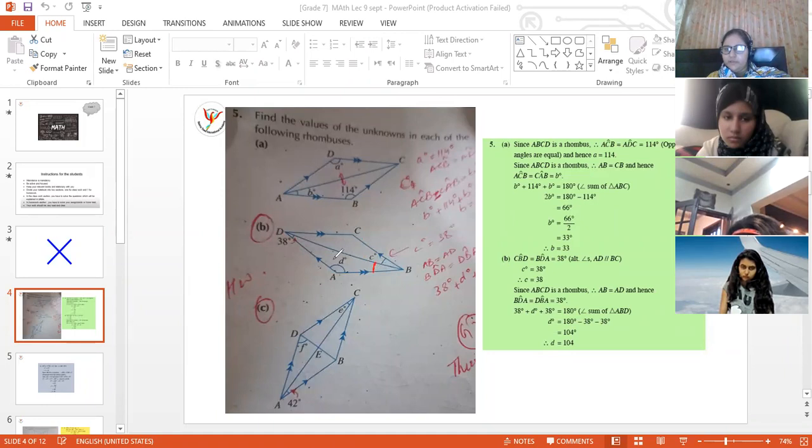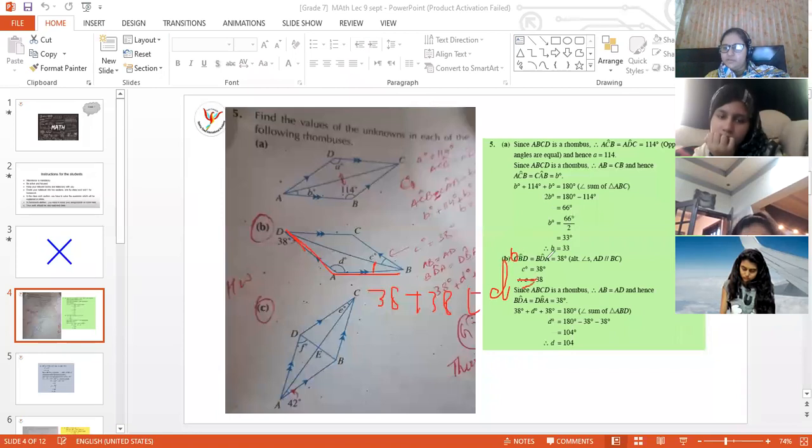Is this clear? If this is 38 degree, this will also be 38 degree because AB is equal to AD. That's why angle BDA and angle B will also be the same. So if this is 38, this will also be 38. So 38 plus 38 degree plus D degree is equal to 180 degree. Right? Is this clear to everyone?